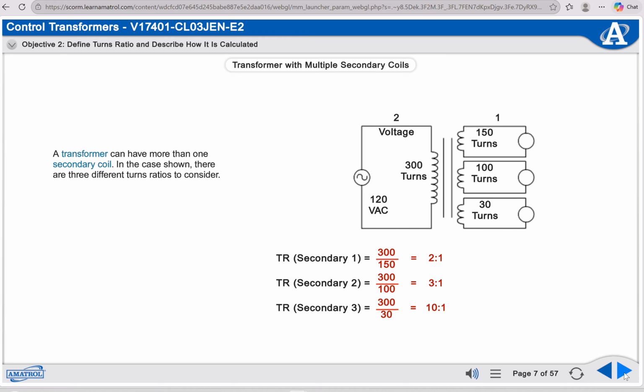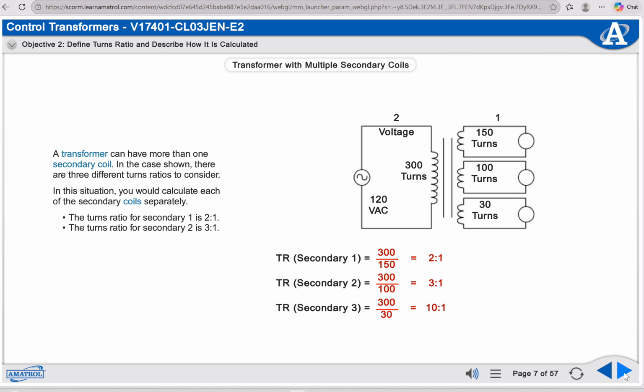A transformer can have more than one secondary coil. In the case shown, there are 3 different turns ratios to consider. In this situation, you would calculate each of the secondary coils separately. The turns ratio for secondary 1 is 2 to 1. The turns ratio for secondary 2 is 3 to 1. The turns ratio for secondary 3 is 10 to 1.